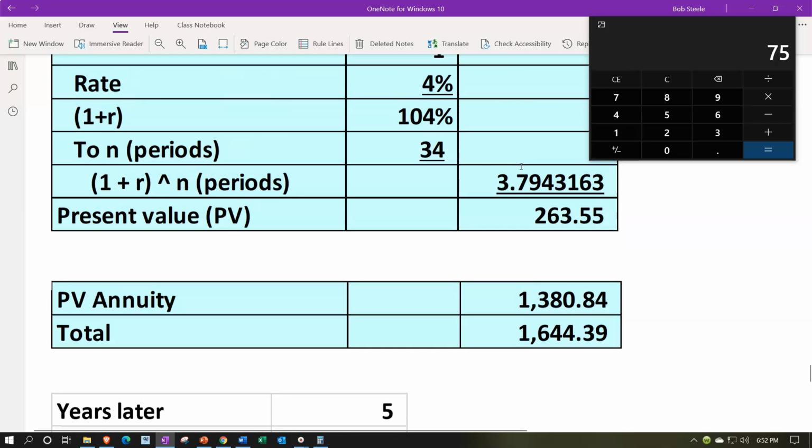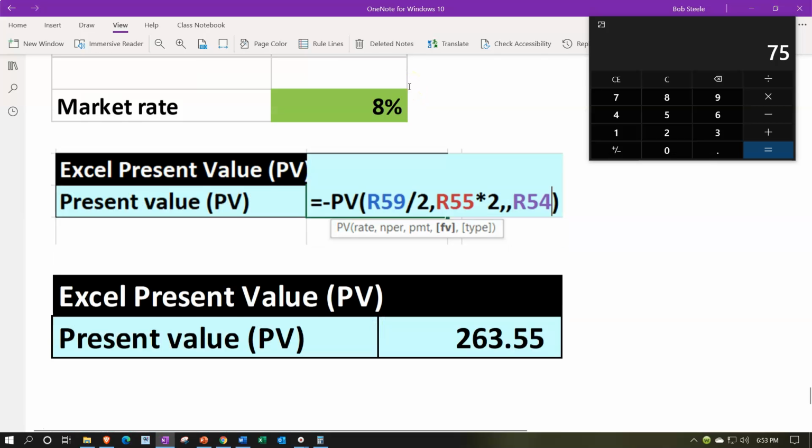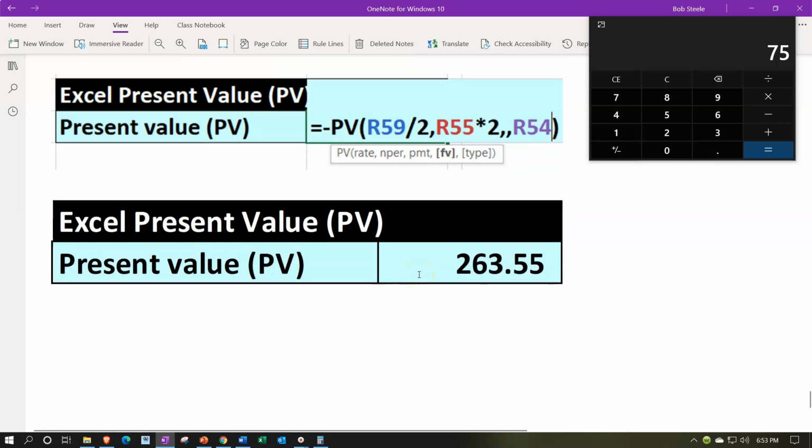Let's do that calculation. This one, that 263, again, using Excel the easy way, the magic way. We've got the present value is going to be the rate, 8% divided by 2, 8 divided by 2. We then have the number of periods, which would be the 17 times 2, comma, comma. Look in future value now, that being the 1,000. Bringing that back, there it is again, 263.55.